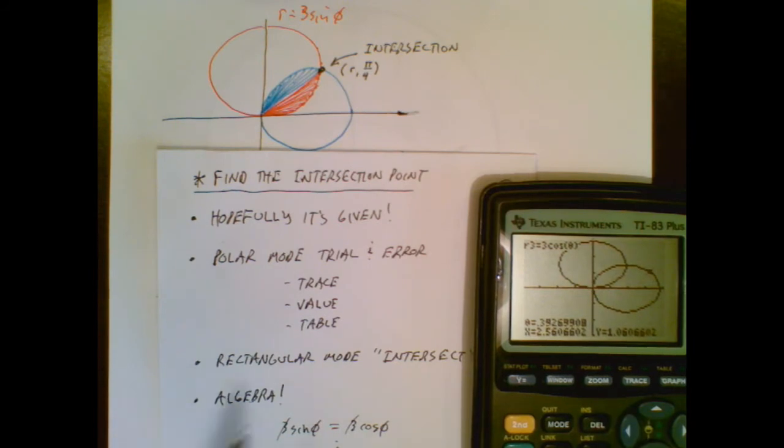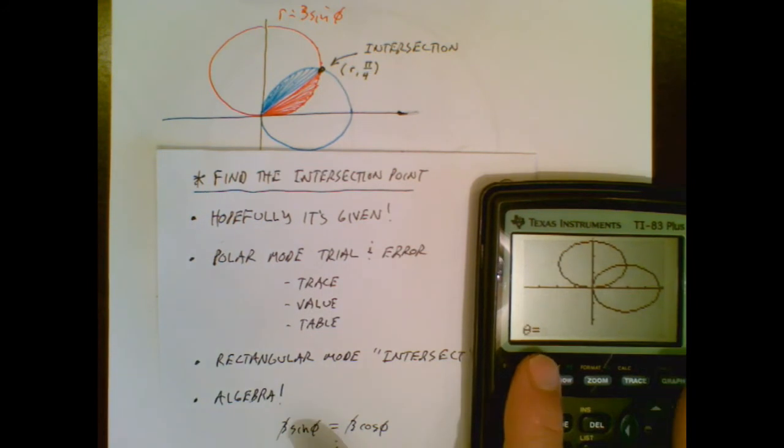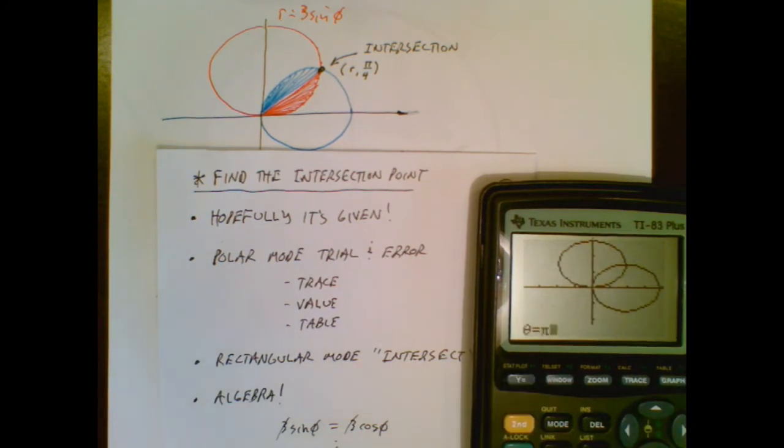But if you want to go a little bit closer, you can use the value or the table. You can always go second, calc, and choose a value. And now if I suspect it's pi over 4 and I plug in pi over 4, my turtle seems to be on the intersection point, so it's probably pi over 4 as I suspected.